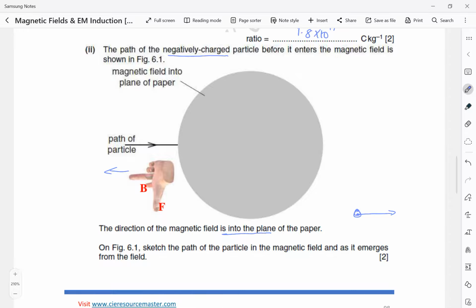When you use your left hand to make the second finger point in the opposite direction to that of the particle, and the first finger point into the page, the thumb is going to point to the bottom of the page as illustrated there, which means that the path of the particle is towards the bottom of the page. So you draw a very smooth curve.